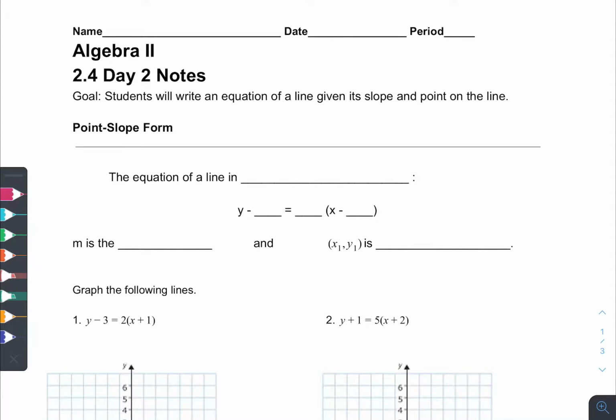Today we're going to write equations of lines in point slope form, but we're also going to graph them and find parallel and perpendicular lines. Okay, just a reminder, the equation of a line in point slope form is y minus y1 equals m times x minus x1. Go ahead and answer. M is the what and x1, y1 is the what? M is the slope and x1, y1 is the point.